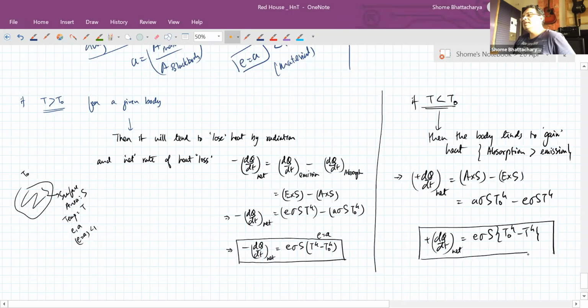So this is the situation that occurs if the surrounding temperature is greater than the surface temperature. This is the situation that occurs if the surface temperature is greater than the surrounding temperature. And remember always to substitute temperatures in kelvins.